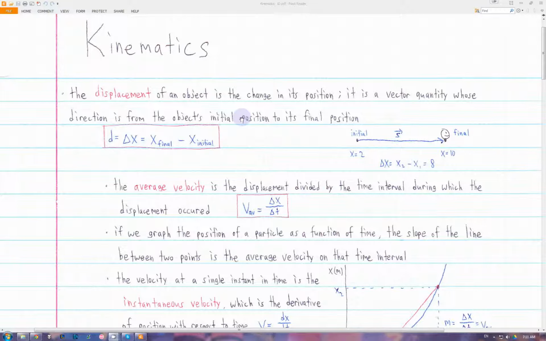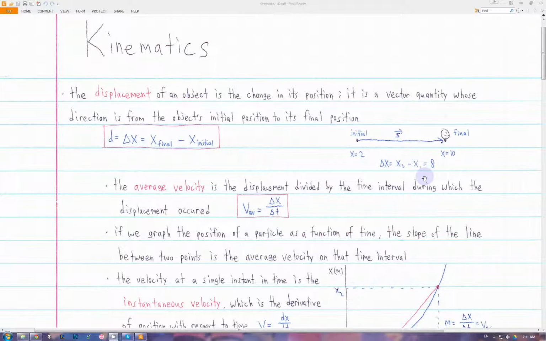So the first is displacement. The displacement of an object is just the change in position. And it's a vector quantity, so it has a magnitude and direction. And the direction is pointing from the object's initial position to its final position. So if we have this object here that starts at this point x equals 2 and then moves to x equals 10, the displacement is just the final position minus the initial position, or positive 8. And the unit of displacement is meters.